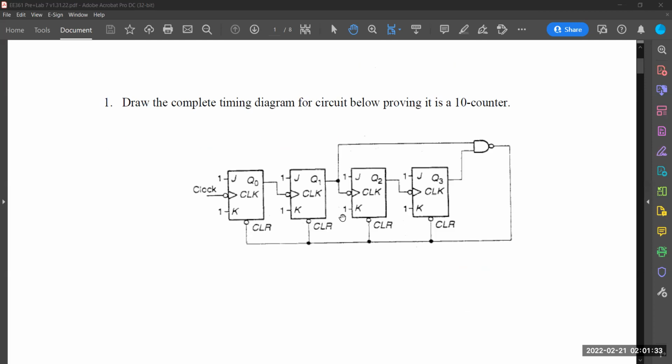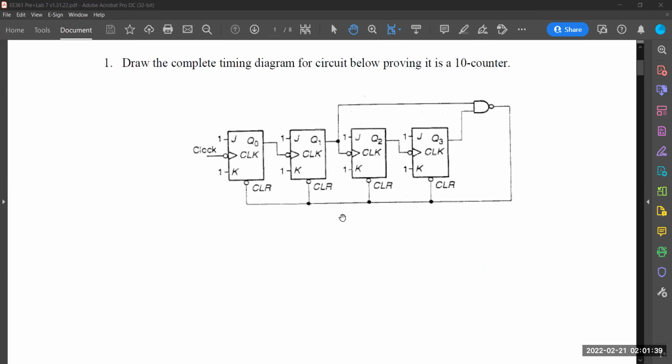So the first question asks to draw the complete timing diagram for the circuit shown in the figure, proving that it is a 10 counter. Okay. So let's look at the circuit first. We have 4 JK flip-flops, right?